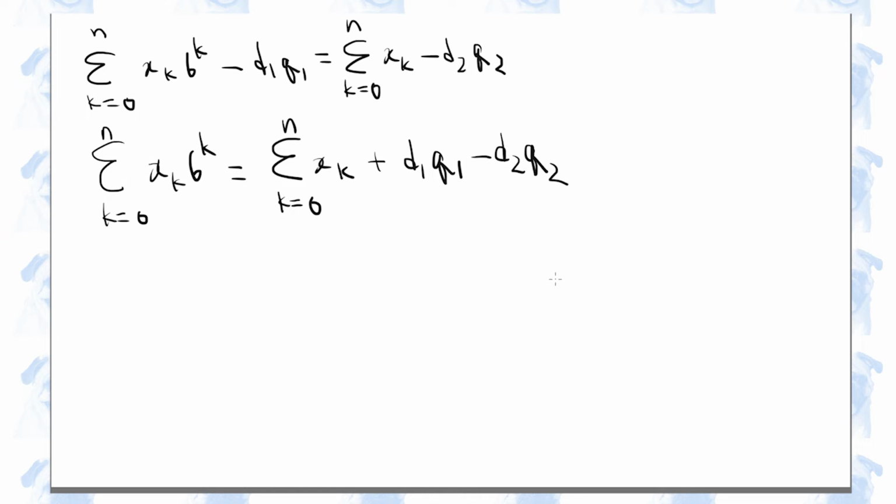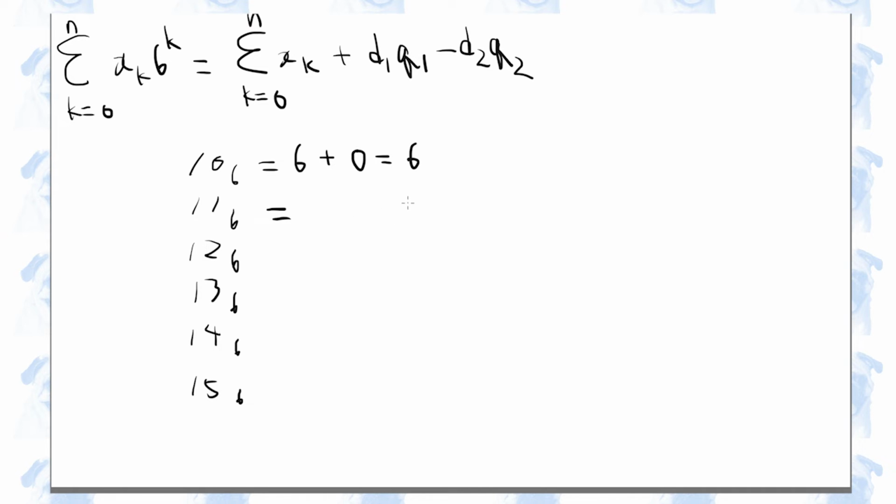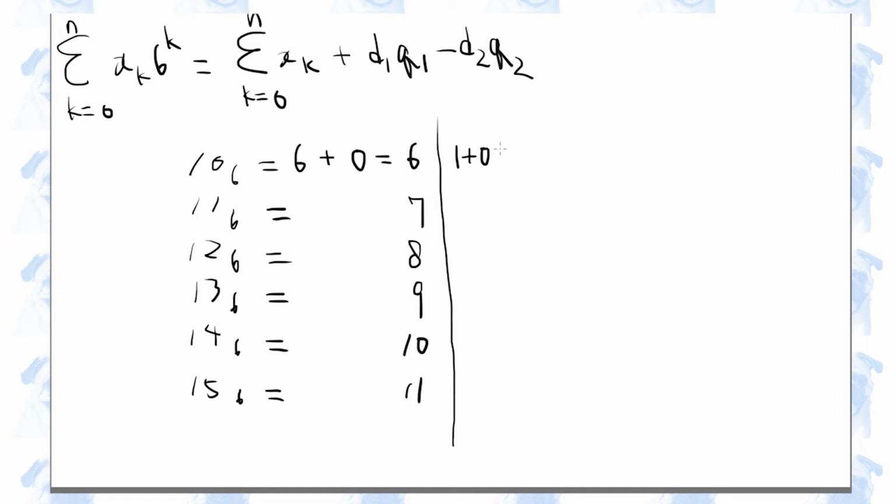So we have this. Now let's consider 2-digit base 6 numbers. For example, 1, 0, 1, 1, 1, 2, and so on. 6 plus 0, which is 6. 1, 1 is 7. Next, let's consider the sum of all the digits of each of these numbers. 1 plus 0 is 1. 1 plus 1 is 2.